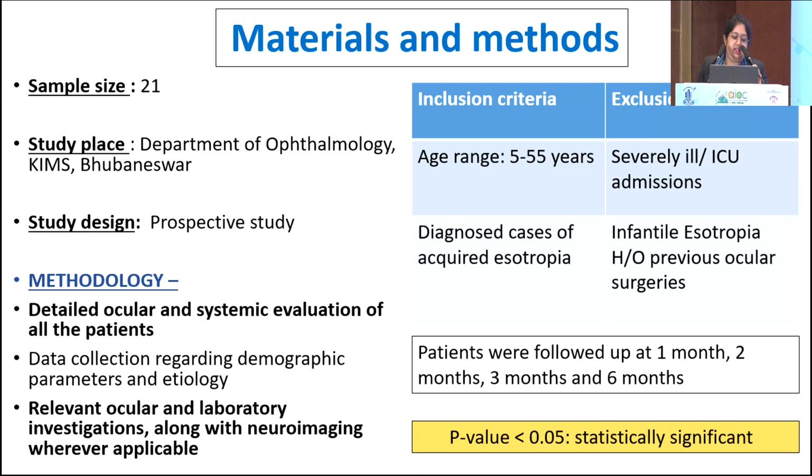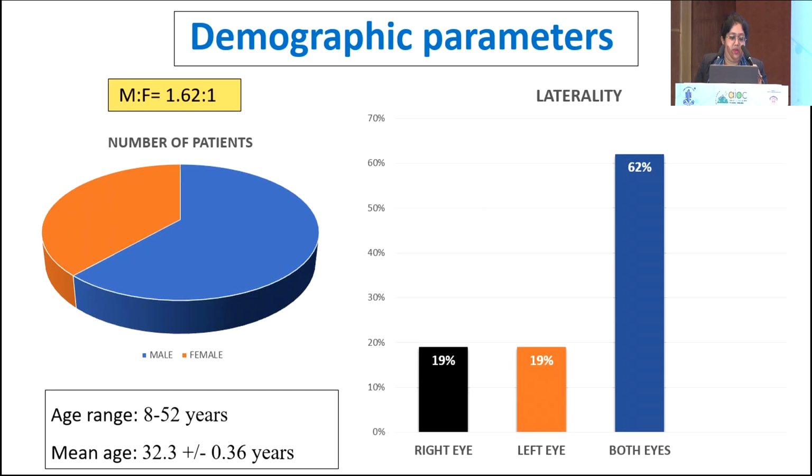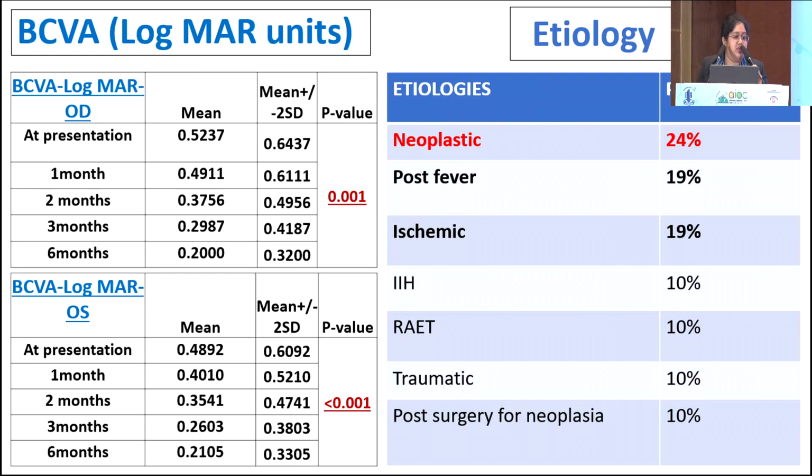The statistical analysis gave a p-value less than 0.05, which was considered statistically significant. On demographic parameters, the mean age was 32.3 plus minus 0.36 years, and there was a male preponderance in our study participants. The most common presentation was bilateral. On best corrected visual acuity in logMAR units, we found a significant improvement in vision from presentation to 3 and 6 months of follow-up. Coming to etiology, neoplastic etiology was the most common, followed by post-fever and ischemic etiologies.